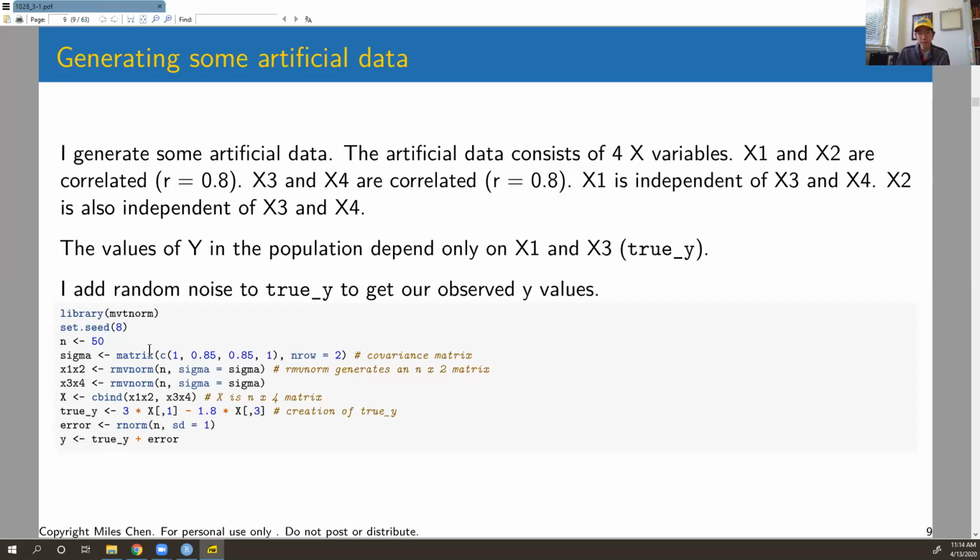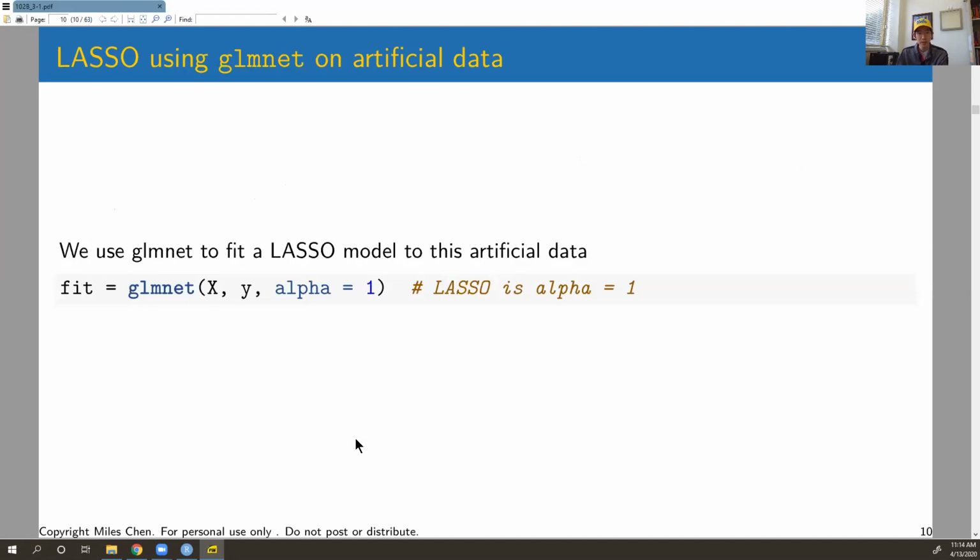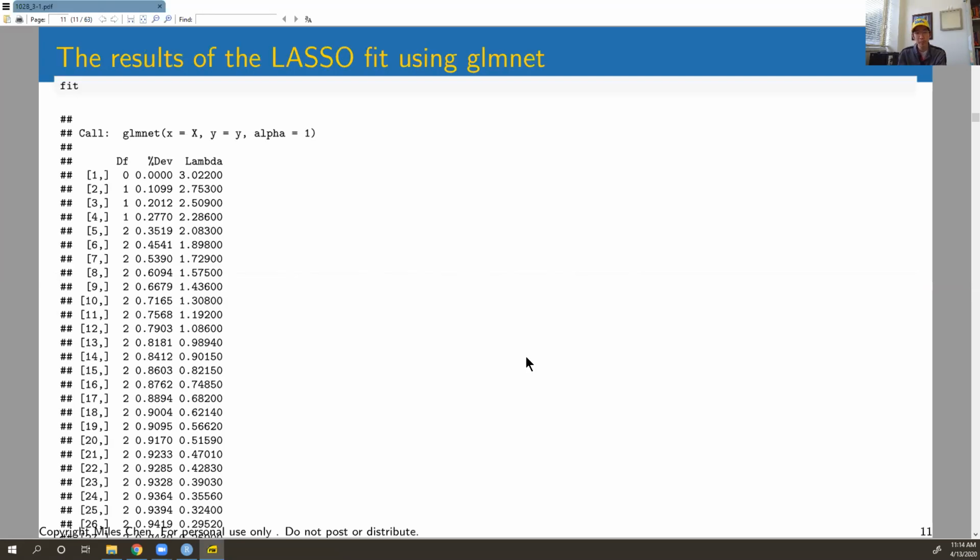Okay, are we good on the generation of data here? Any issues or questions? Okay, so we're going to use glmnet to fit, and I'm going to do glmnet x comma y alpha equals 1. So this is going to do a lasso. All right, so we're going to do a lasso fit to the data, and this is what the results are.